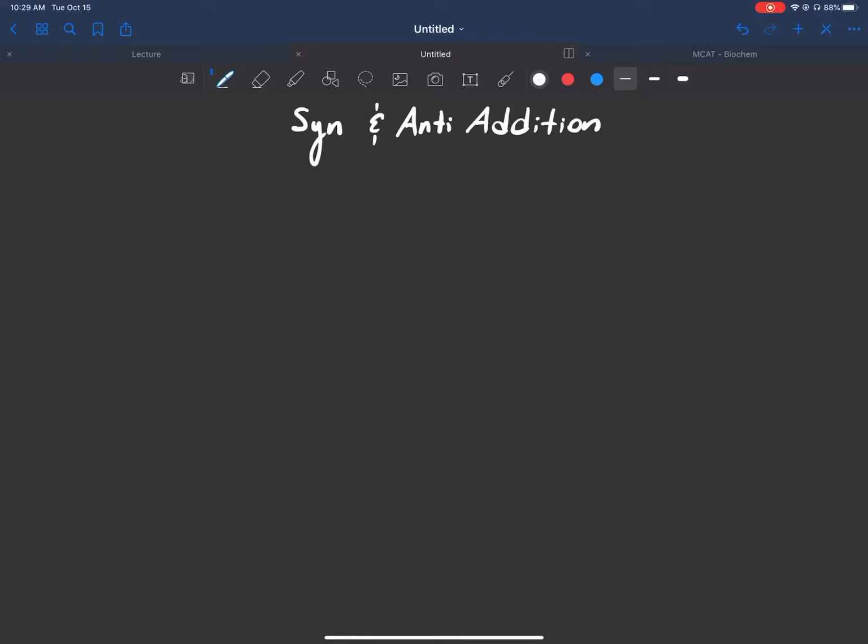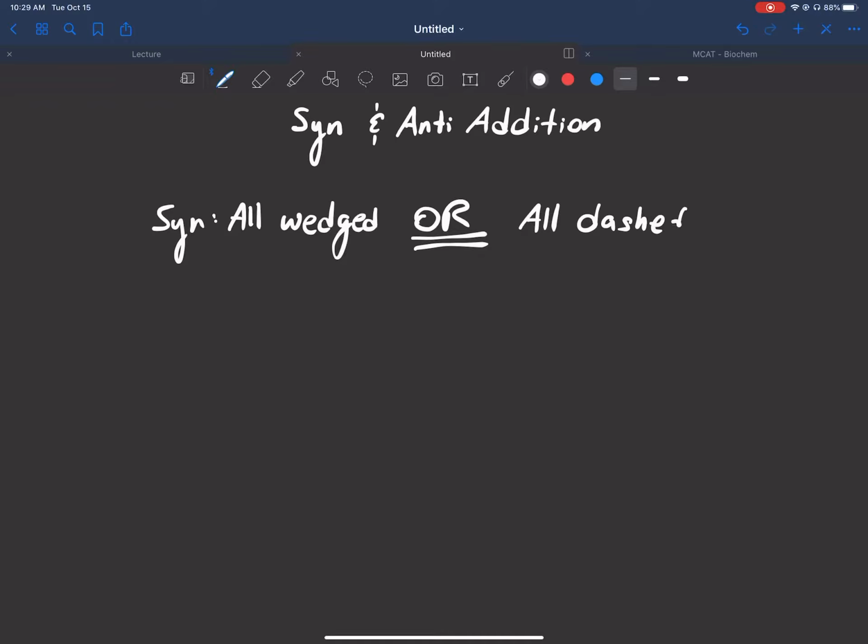Okay, so syn addition is when the groups that you're adding to your double bond are going to be added to the same side of the molecule, right? So what that means is those two groups are going to be all wedged or all dashed. There is no mixture of one wedged, one dashed.